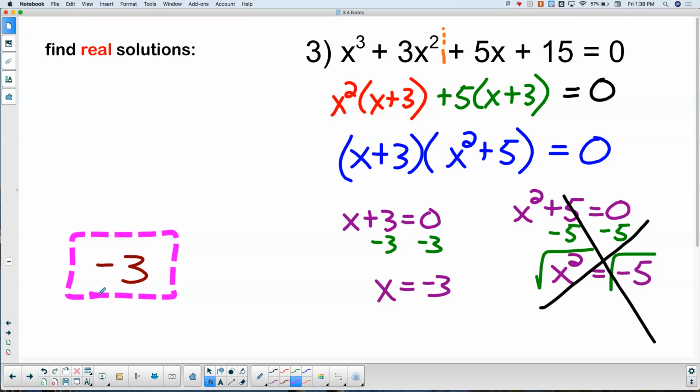Okay? Again, you have to pay attention to directions as to if you're factoring or if you're solving, because there's different things to do on different ones. Okay?